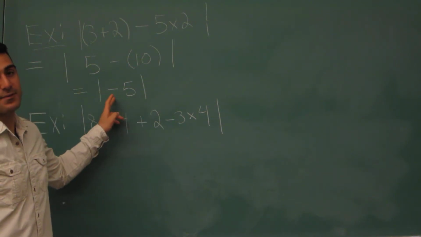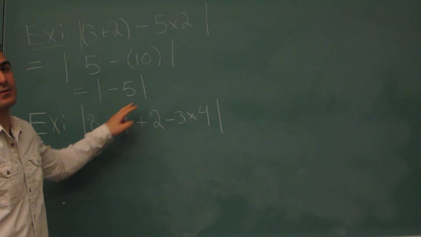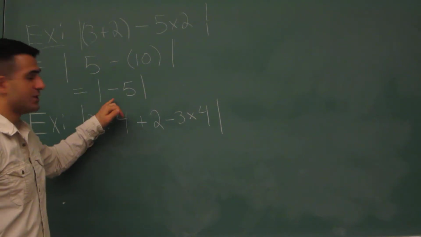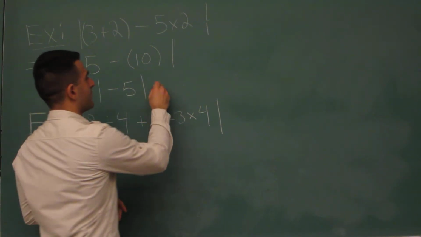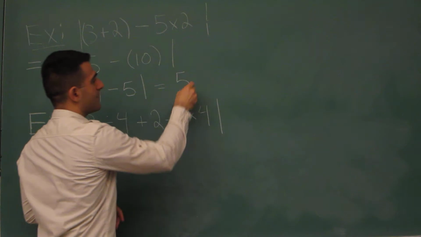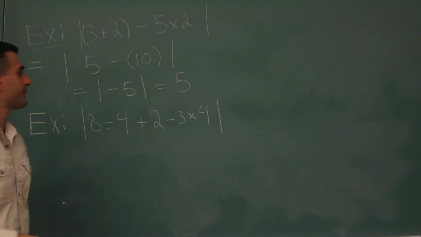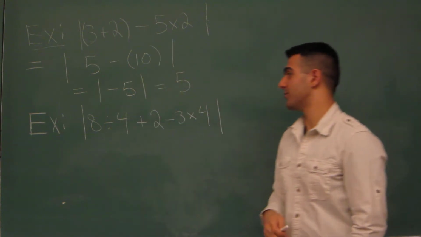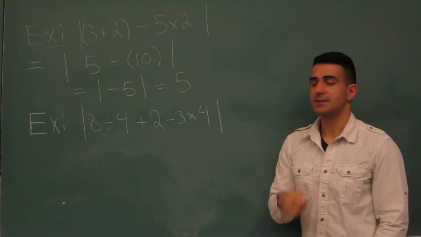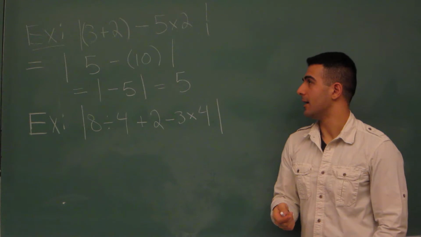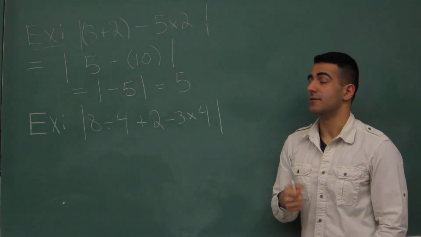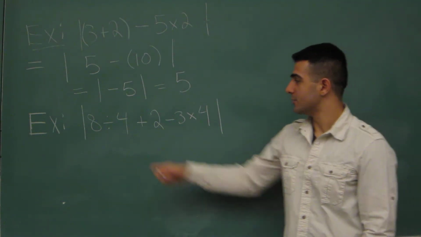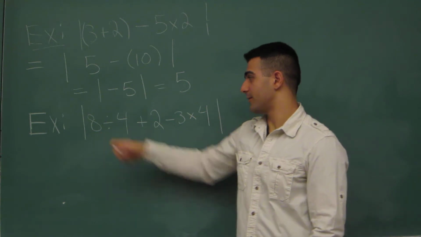And we can't simplify any further, so now we evaluate the absolute value, which is the absolute value of negative 5, which gives us 5 as the final answer. Let's do the next example. We have the following expression. So brackets, exponents, division, and multiplication. So we're going to evaluate this part first.